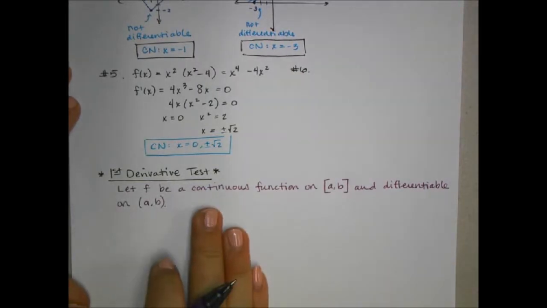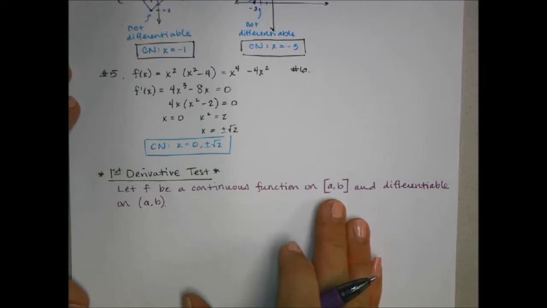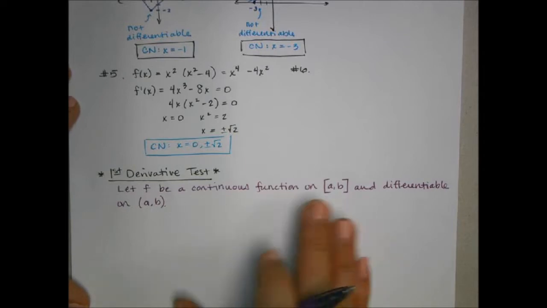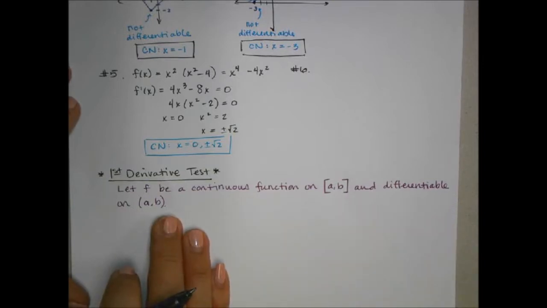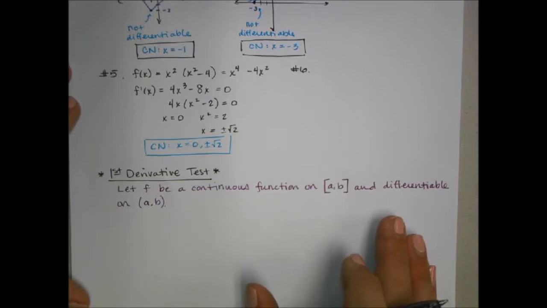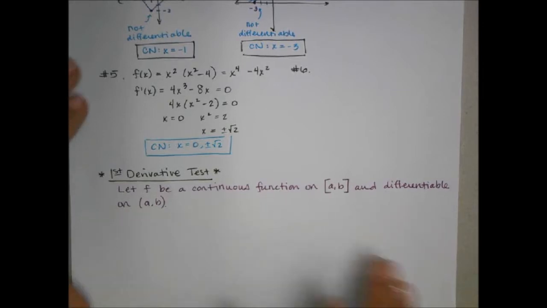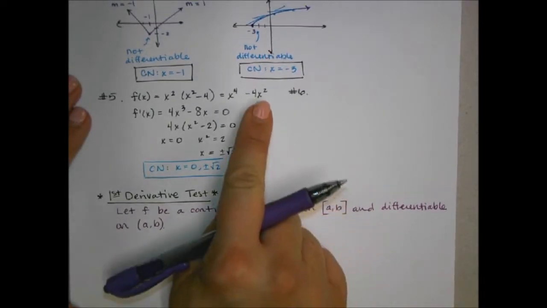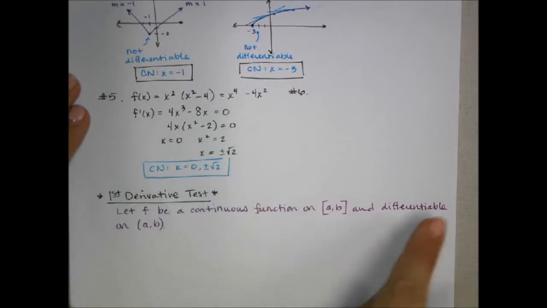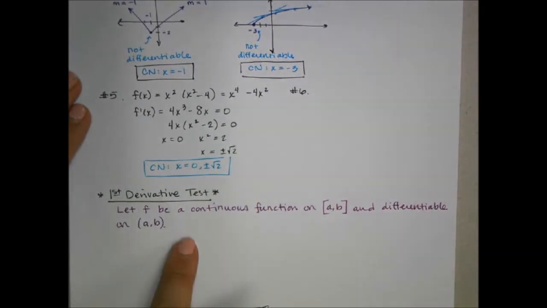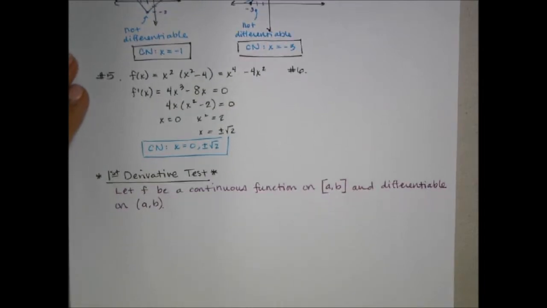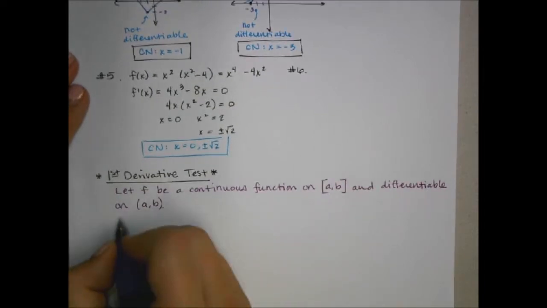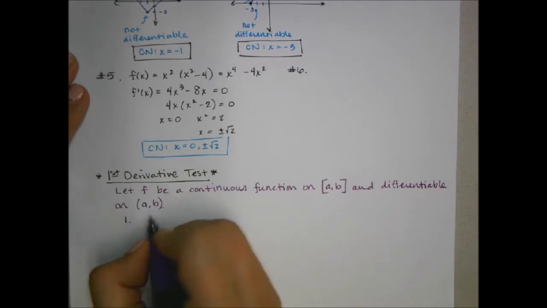So we're going to have a continuous function on a closed interval. That means the endpoints of the function exist. Differentiable on the open interval AB. This is because we can't be differentiable at endpoints, which was our example back up here for number 4. So differentiability is always on an open interval, but we need continuity on the closed interval at the endpoint. We have 3 cases.